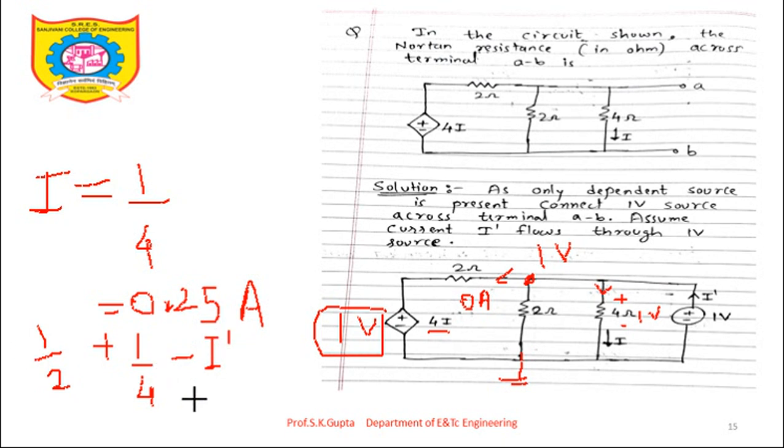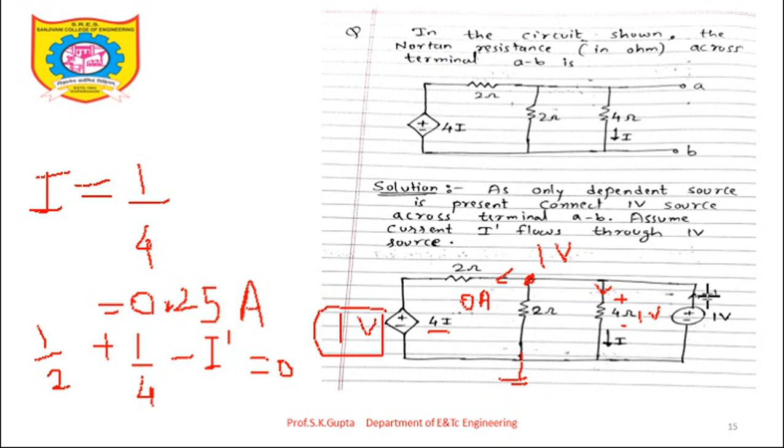So 1 by 2 plus 1 by 4 is 3 by 4, which is 0.75, and sorry, it is equal to 0. According to the nodal equation, I have applied the nodal equation: voltage minus voltage upon resistance. So 1 minus 1 divided by resistance, 0. Then 1 minus 0 upon resistance, 1 by 2. 1 minus 0 upon resistance, 1 by 4.